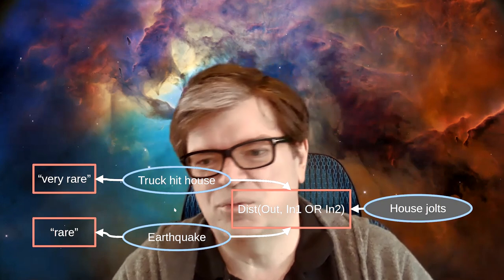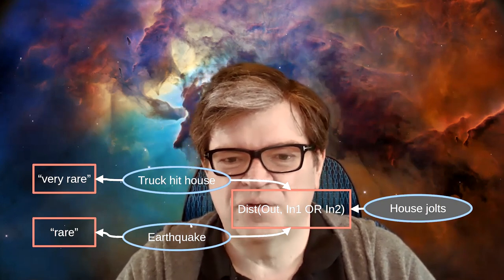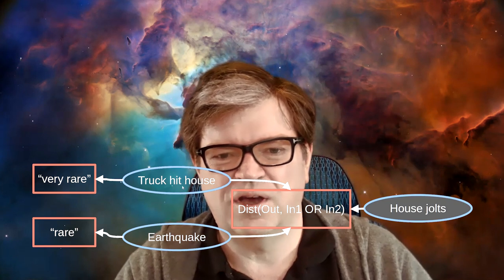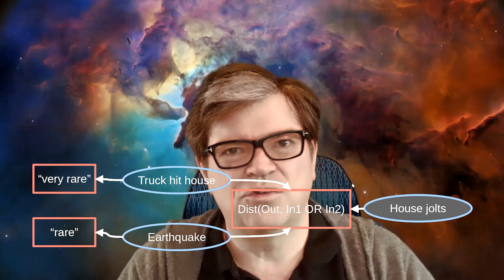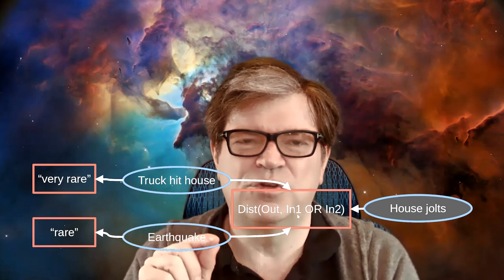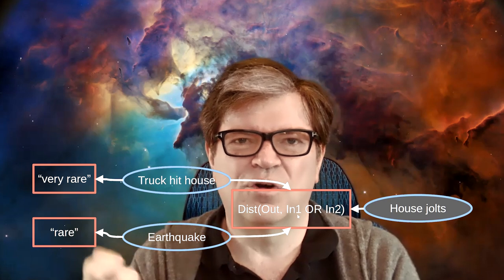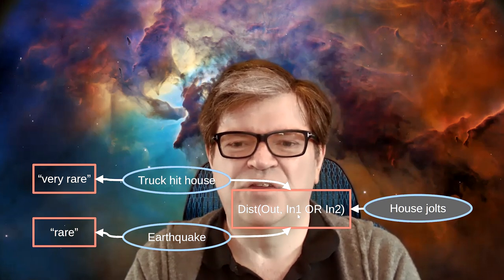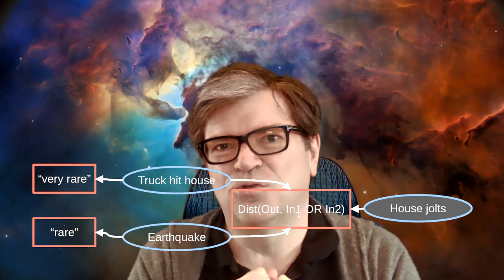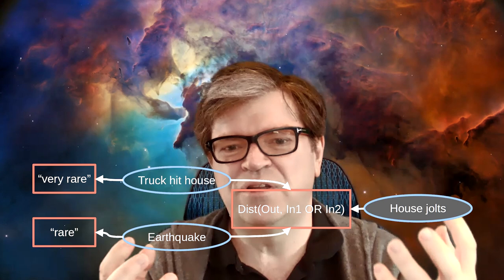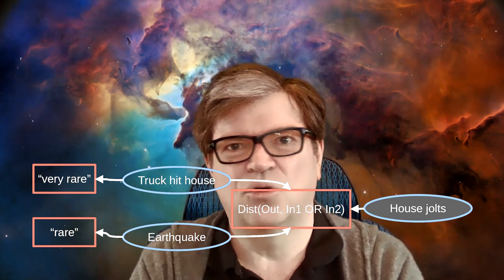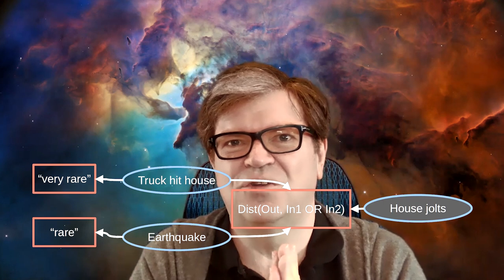So for example, take the example of the earthquake or the truck. You could take those three binary variables: the house jolts, there was an earthquake, or a truck hit the house. You can plug them into a rule, which is just an energy term that says, I want to compute the logical OR of the first input and the second input. So the truck hit the house or there's an earthquake. And if that logical OR of those two variables is true, then the house jolt is also true, and vice versa. So it's a constraint between the house jolts and either the truck hit the house or there was an earthquake, or both. The OR is an inclusive OR.